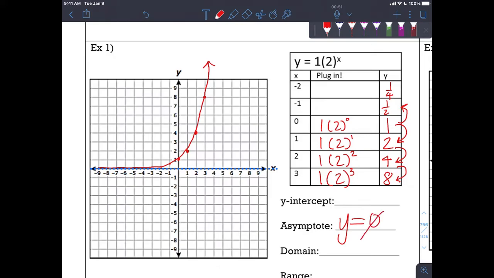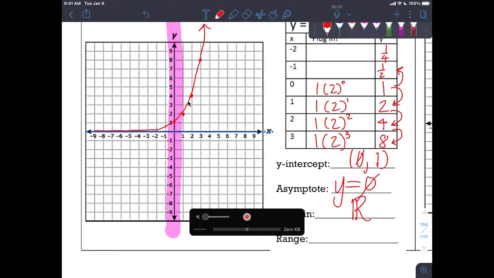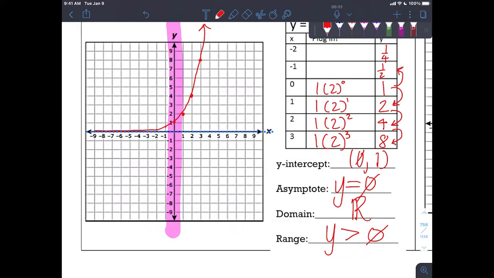My y-intercept, where it touches my y-axis, is located at 0, 1. My domain, all real numbers. My range, I always look at my asymptote. Here, it's on top of my asymptote, so it's y bigger than 0. No extra line. Never an extra line for exponentials. And that's it. That's an exponential graph.